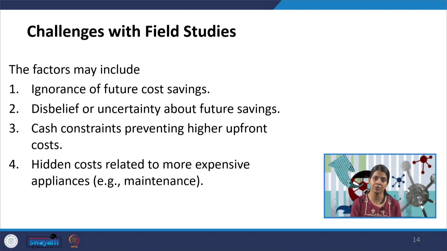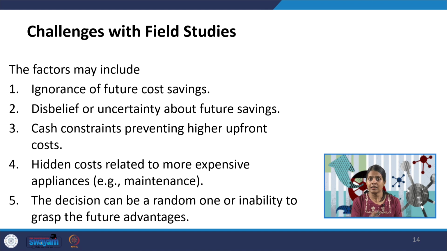The servicing could be more expensive. So, as a result, overall I can foresee that much more expenses may come forth, and as a result I settle for something which is cheaper. So, a lot of factors are contributing to my decision to go for a cheaper and less efficient appliance, and it is not only the fact that I am not bothered about saving much cost in the future. The decision can be a random one or an inability to grasp the future advantages as well, and as a result I go for a cheaper but less efficient appliance.